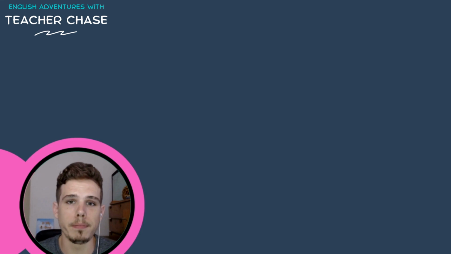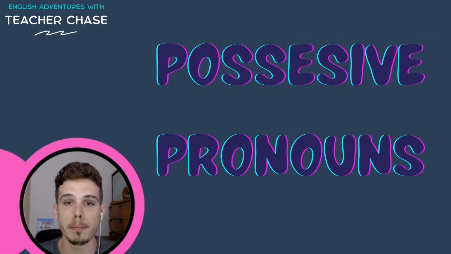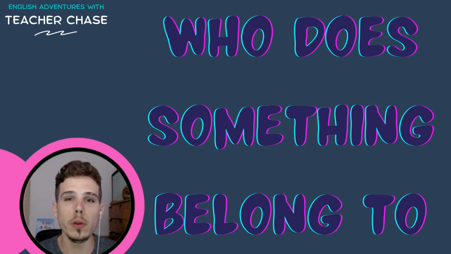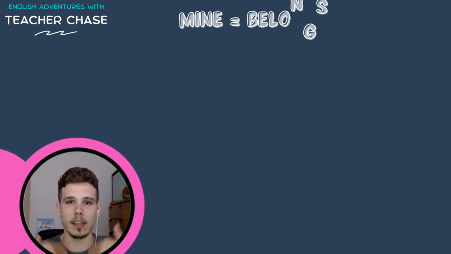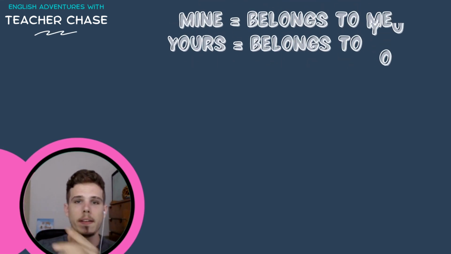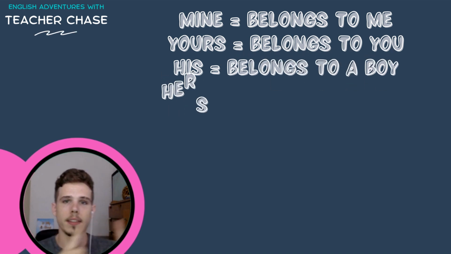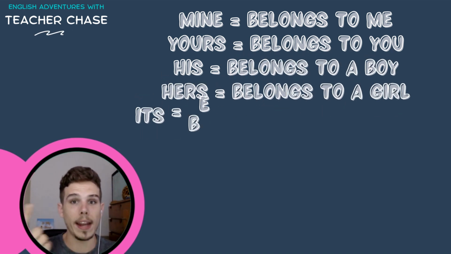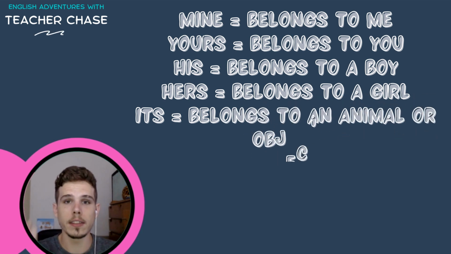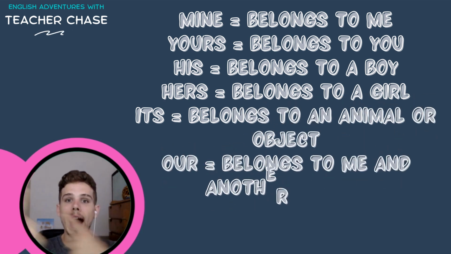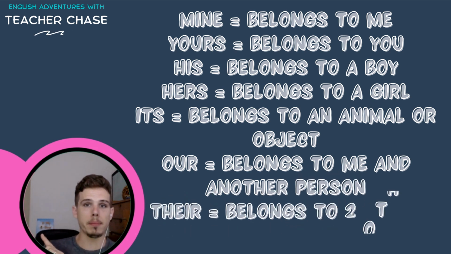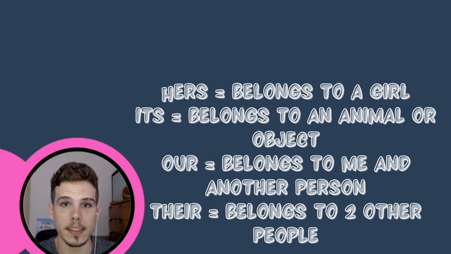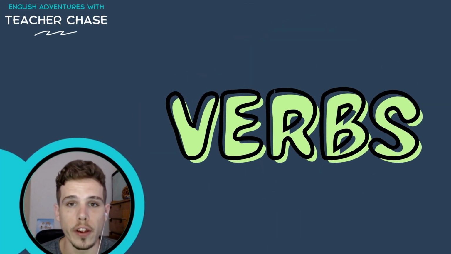The second type of pronoun that we will discuss today are possessive pronouns. Possessive pronouns are pronouns that tell about who something belongs to. For example, mine, yours, his for one boy, hers for one girl, its for one animal or object, ours for 2 people including me, theirs for 2 other people.